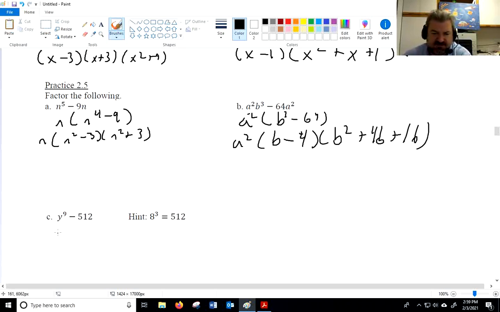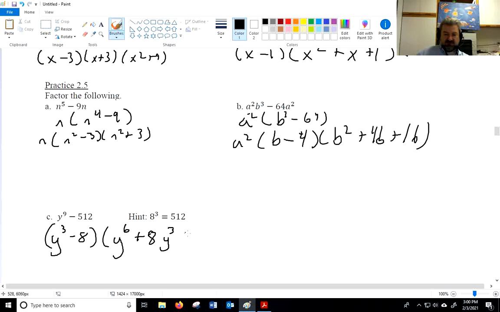Y to the 9th minus 512. I don't want to do y to the 4 and a half as a difference of two squares, but this is actually a difference of two cubes, believe it or not. This is y cubed minus 8 times y to the 6th plus 8y cubed plus 64.